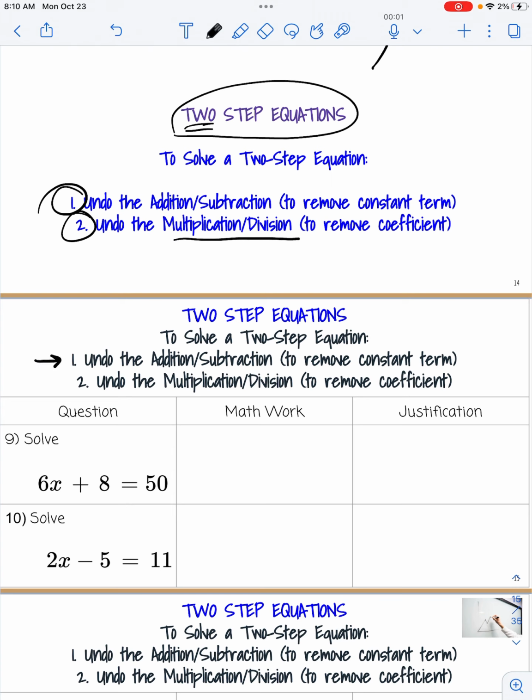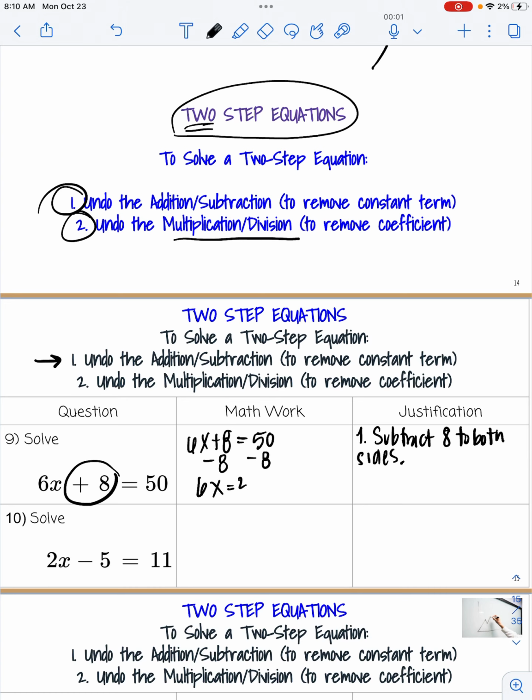So first, we have to, again, undo the addition and subtraction. So that means that right here, I'm going to undo this part. 6x plus 8 equals 50. I need to undo the 8. So that means I'm going to have to do the opposite, which is subtract. So subtract 8 to both sides. So I have 6x plus 8 equals 50. I'm going to subtract 8 to both sides. 6x equals 42. Done.